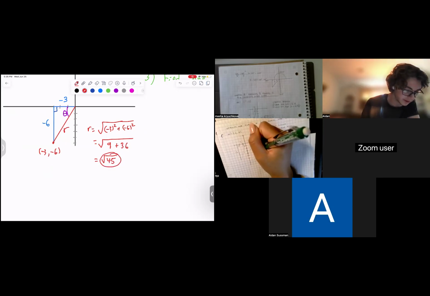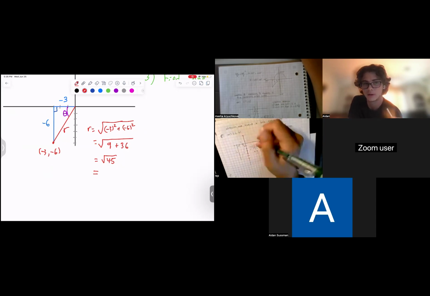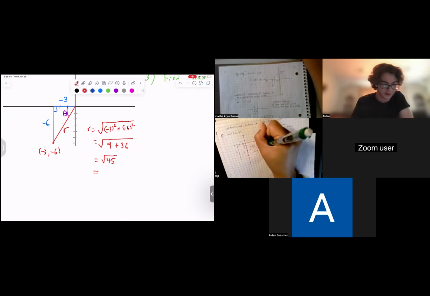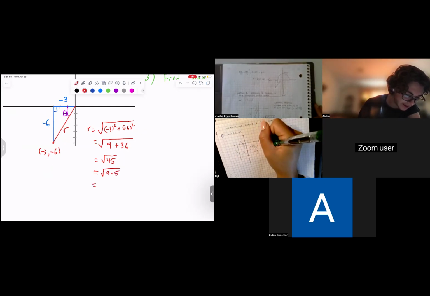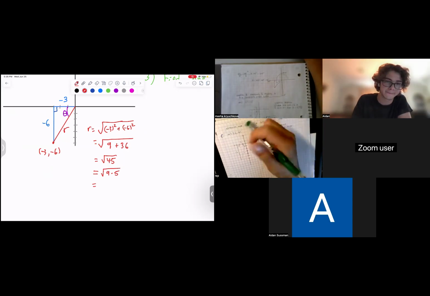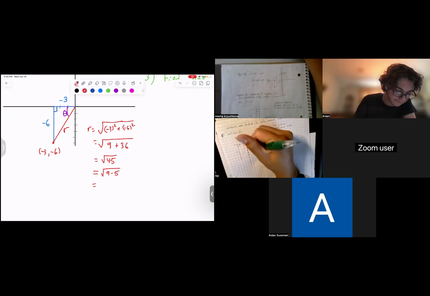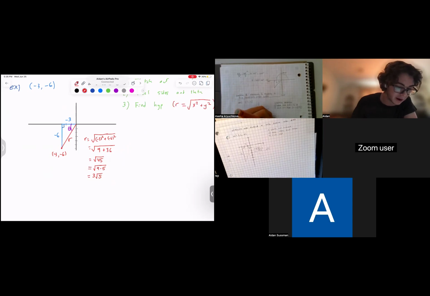There's nothing wrong with this, but sometimes we want to write things in our simplest form, which would be what? Can we break up 45 into a multiple that is a perfect square? 9 times 5. Exactly. So we'll break this up into 9 times 5. And then what does that become? What happens to that 9? It goes onto the outside as 3. Exactly, because the square root of 9 is 3. So that's 3 square root of 5. And boom, we found our hypotenuse.